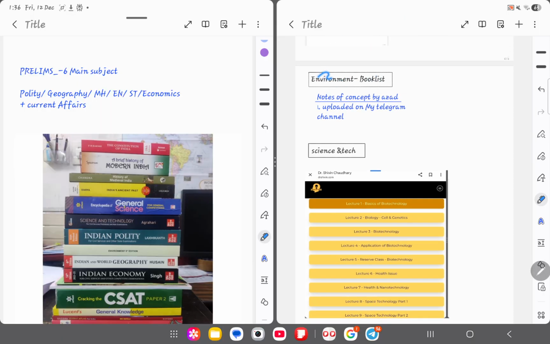The fifth subject is Indian environment. For environment, I strongly suggest you follow my notes, which I will upload on my Telegram channel very soon. In this, I am covering all the topics. You do not have to make short notes. I will give you short notes. I will provide you the PDF. I will try to make sure that you are able to learn and get the most marks in the environment subject.